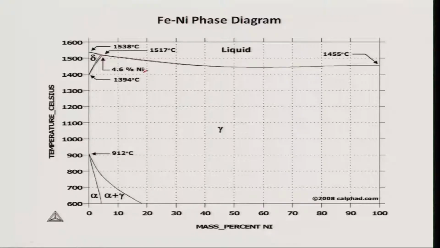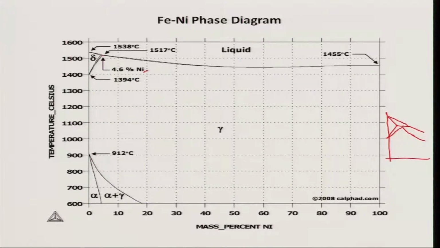Between iron and nickel, there is a continuous solution existing from the nickel rich end to very close to iron, but at about 4.6% nickel, as you see here, and 1517 degrees Celsius temperature, there is a peritectic reaction. Although it is not clear, it is a very small peritectic reaction taking place. So this is how the phase diagram looks.